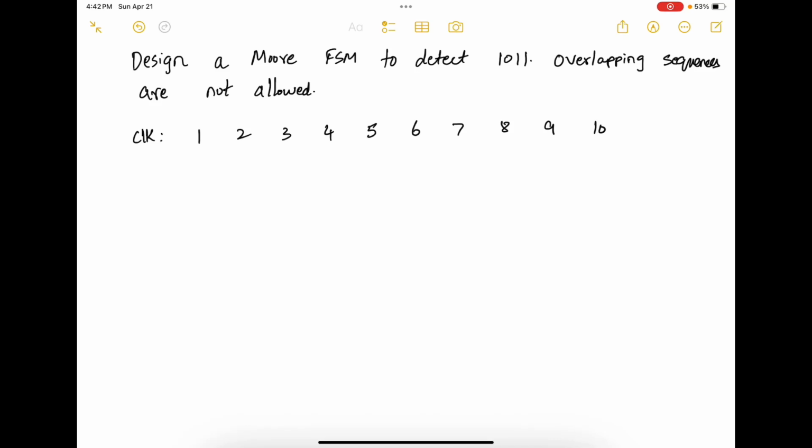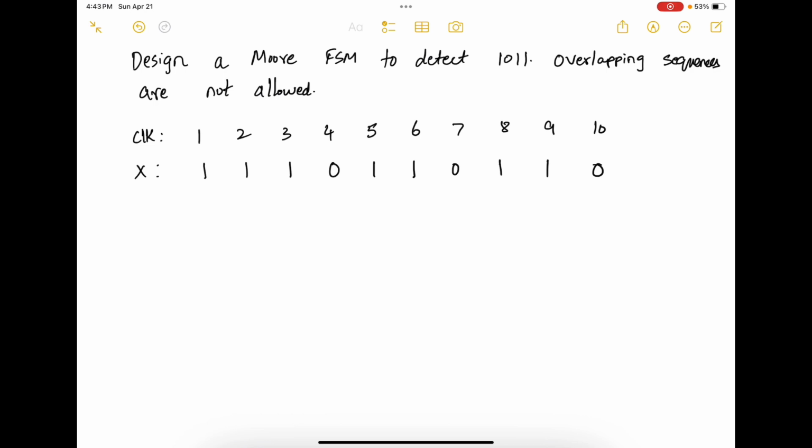Let's take one more problem on sequence detection. Here we have to design a Moore FSM to detect 1011. Again, overlapping sequences are not allowed. This is your clock for 10 clock cycles. Let's say your input X is 1 1 1 0 1 1 0 1 1 0.